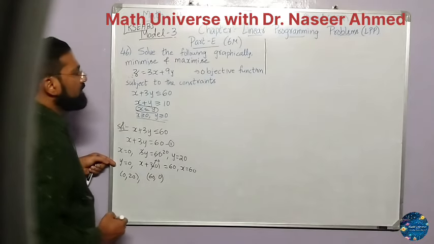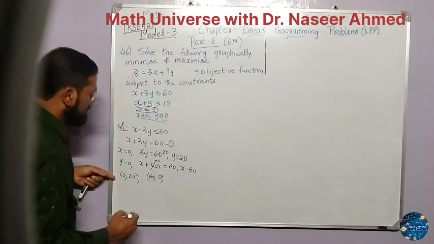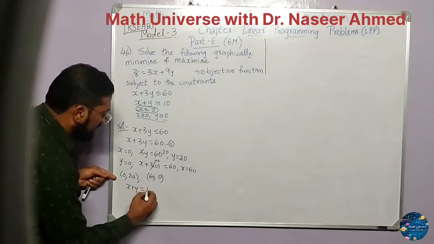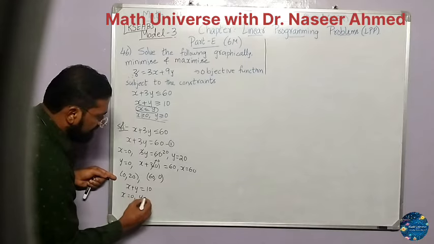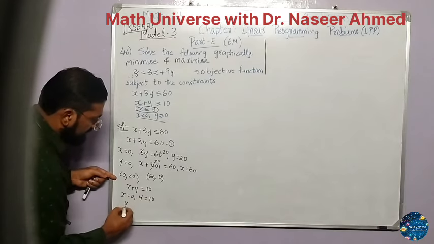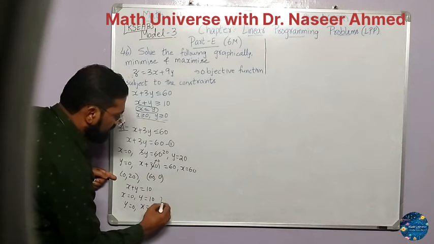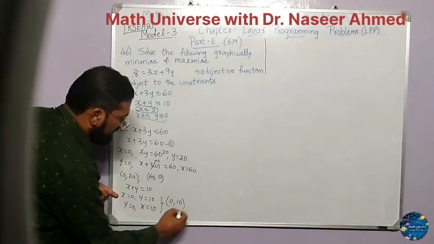Okay. Now let us also take this one, x plus y greater or equal to 10. When I take x plus y equal to 10, here when x is 0, you can see y is 10, and when y is 0, you can see x is again 10. Therefore from here the coordinates will be: when x is 0, y is 10, and when y is 0, x is 10 again.